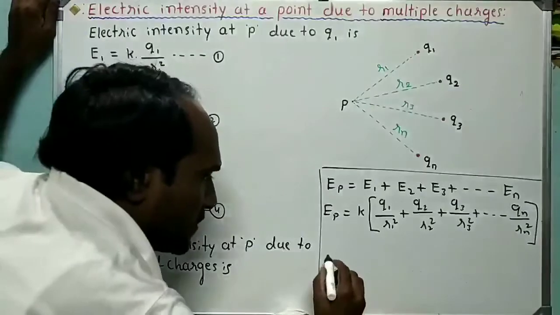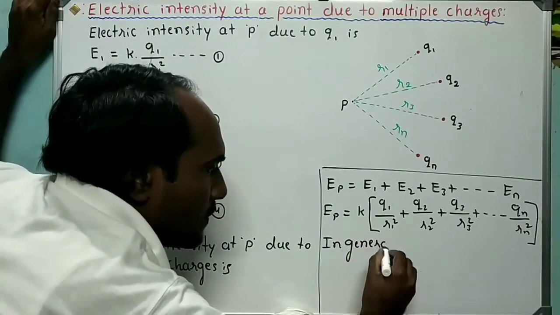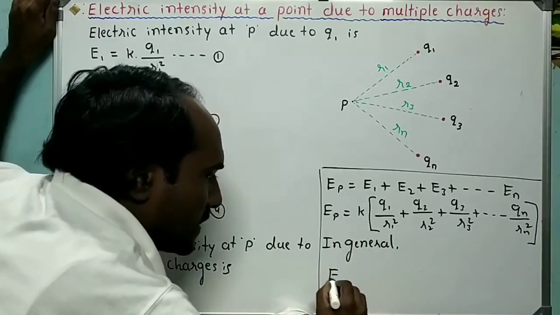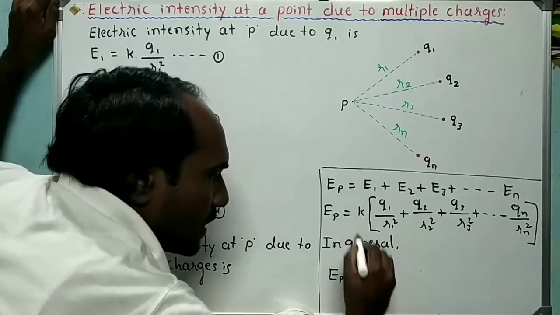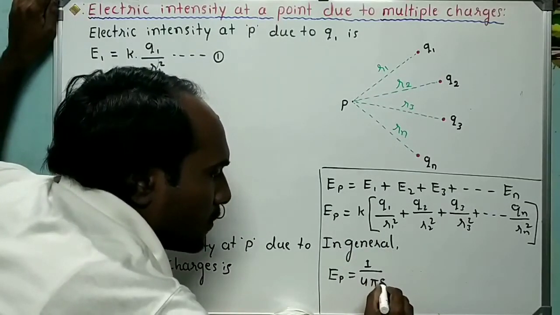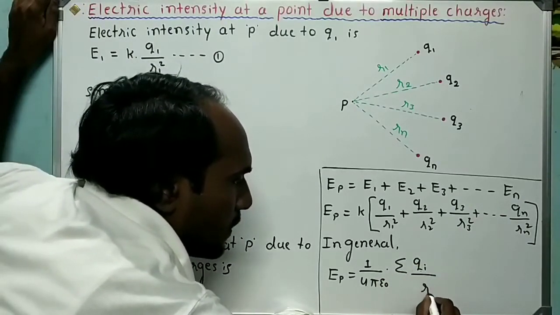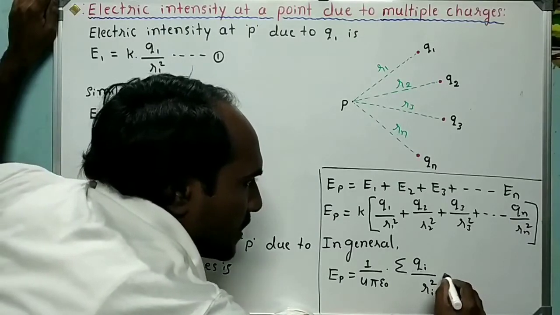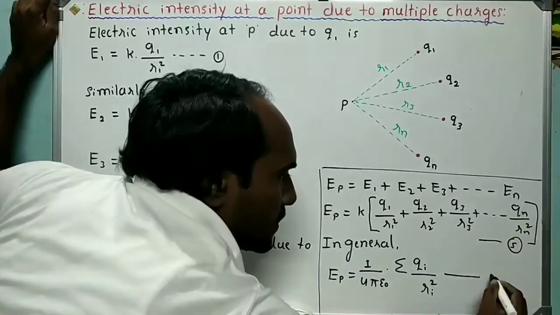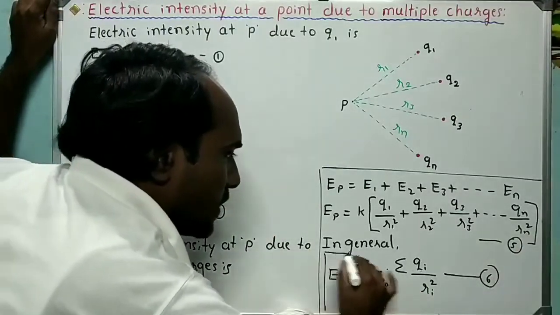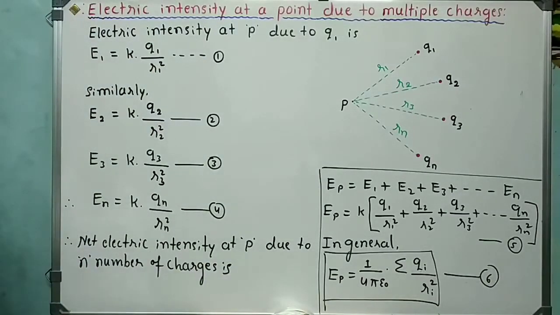In general, we can write electric intensity at a point P due to n number of charges is 1 divided by 4 pi epsilon naught into summation of qi divided by ri square, where i is an integer. This is equation 4, this is equation 5, this is equation 6. This is the expression for electric intensity at a point P due to multiple charges.